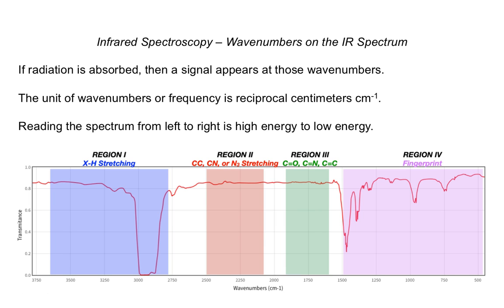So I'll use the word radiation. Normally, when you hear that, you think of bad things, but when we say light, light is radiation, so we can use those terms interchangeably. If radiation is absorbed, then you'll see a signal. So again, within this region here, that's something's being absorbed, and so that's a signal.